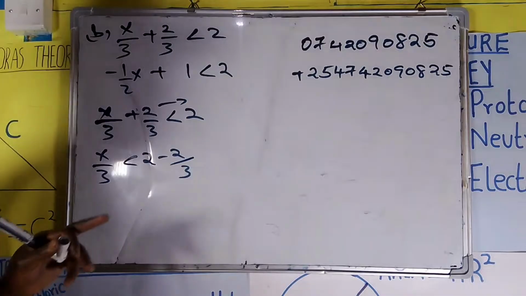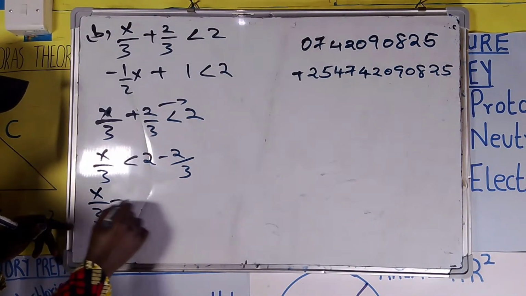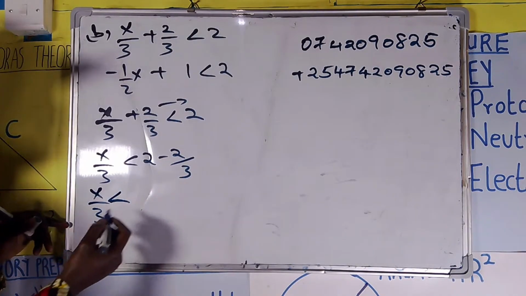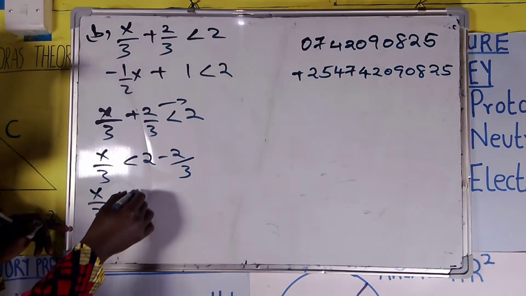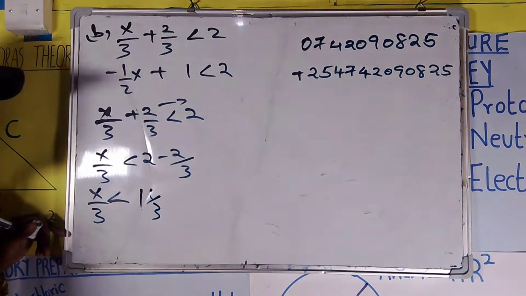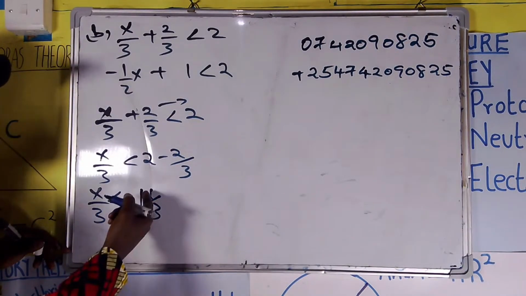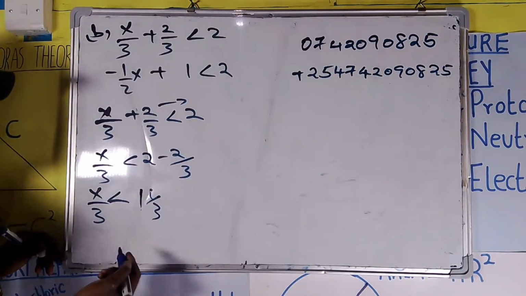What is 2 minus 2 thirds? 2 minus 2 thirds utapata nini? 2 minus 2 over 3. I think you are going to get 1 and a third. You'll get 1 and a third. Sindio? Once you get 1 and a third, because a third plus 2 thirds is 1. 1 plus 1 is equal to 2.